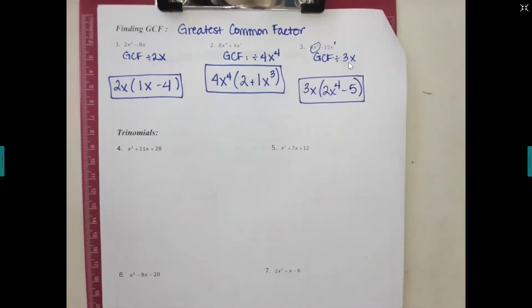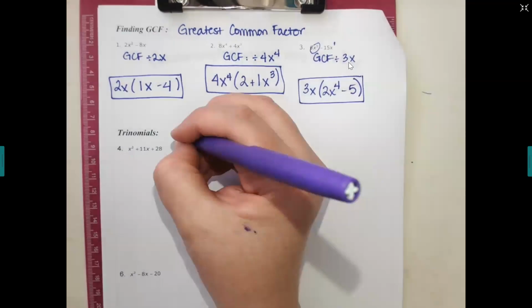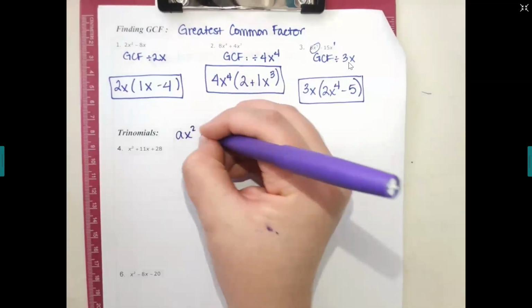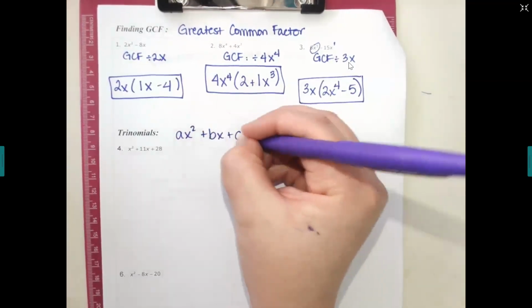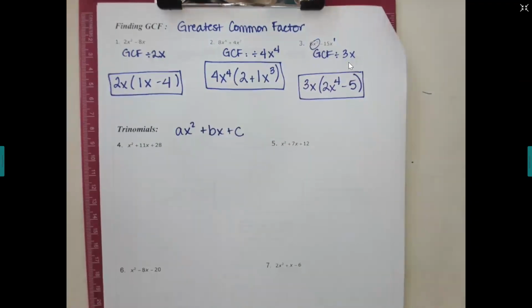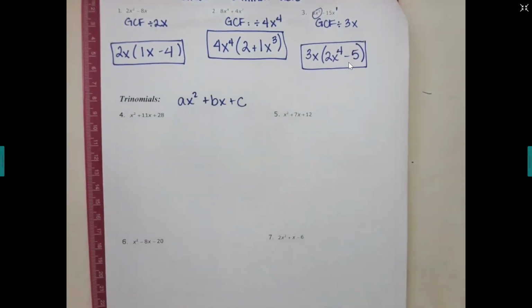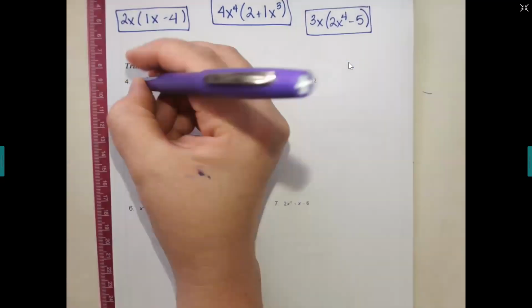All right, let's go to trinomials. Okay, trinomials is where you're gonna have an AX squared plus BX plus C. In order for you to have a trinomial, you have to have three pieces. You'll have an x squared, you'll have a regular x, and then you'll have a number by itself. Okay, let me remind you how to do this. Okay, first one, label your ABC.